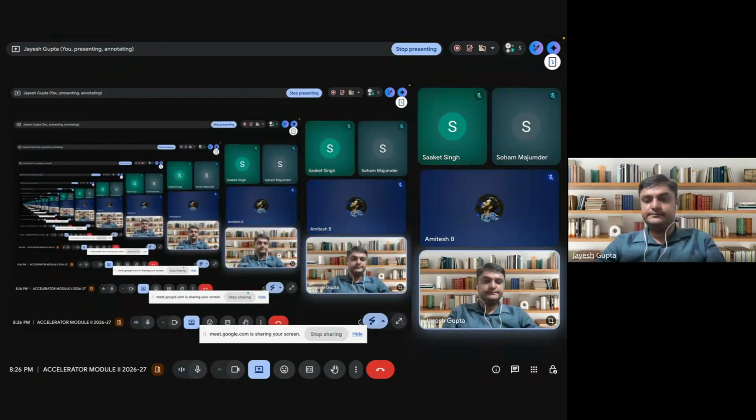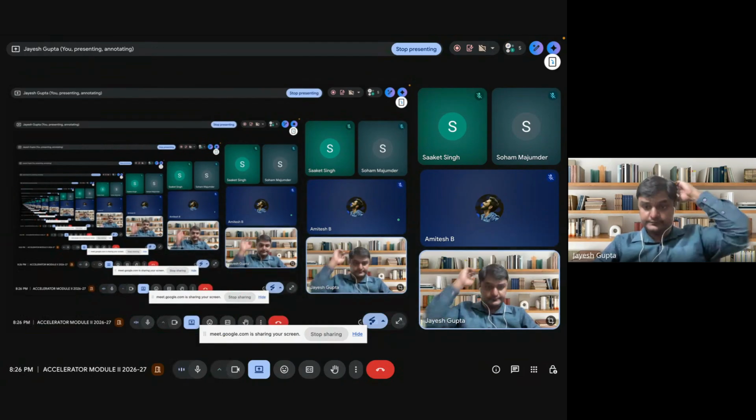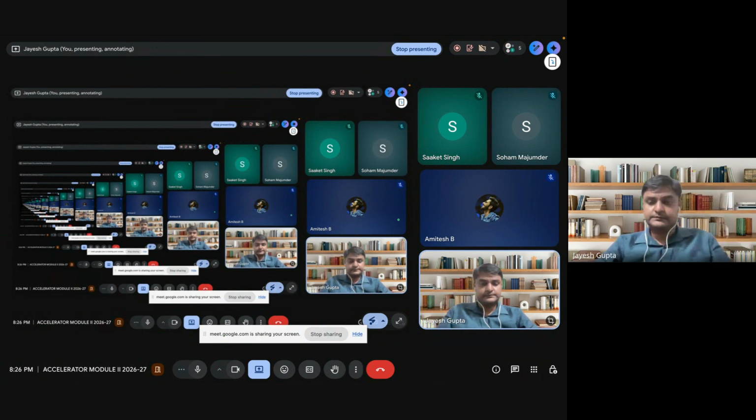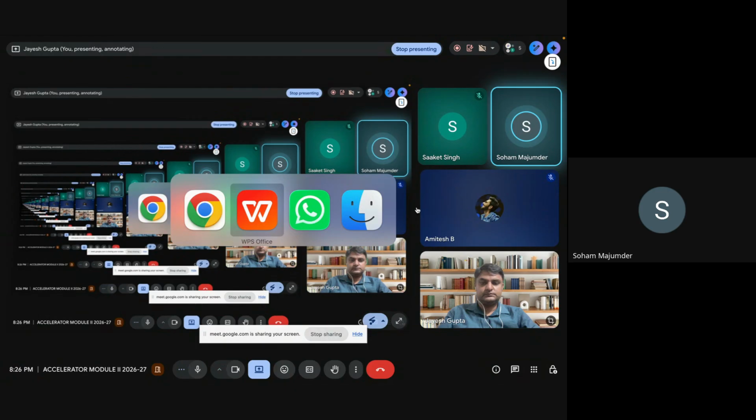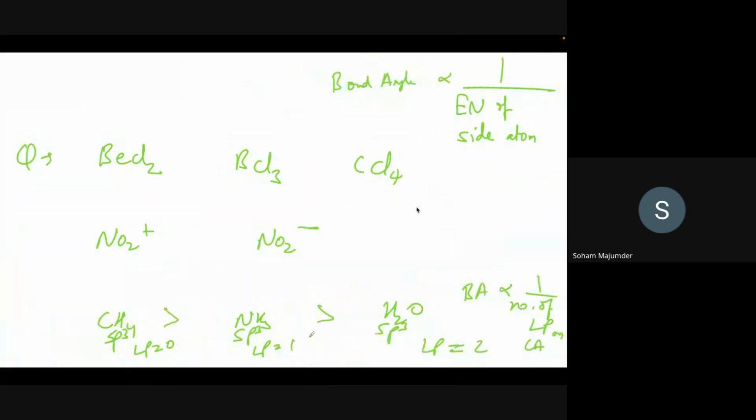Okay, done. Who will tell? Yes, sir. BeCl2 is sp hybridization, BCl3 is sp2, and CCl4 is sp3. So BeCl2 has the largest bond angle, then BCl3 and CCl4.